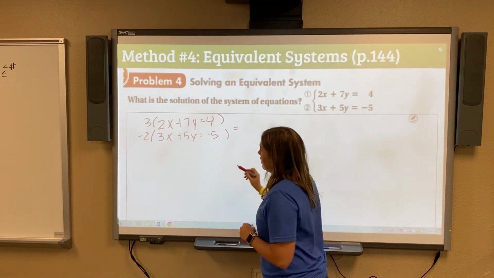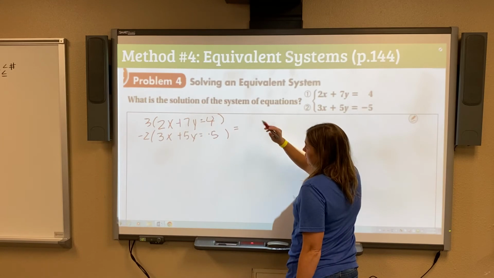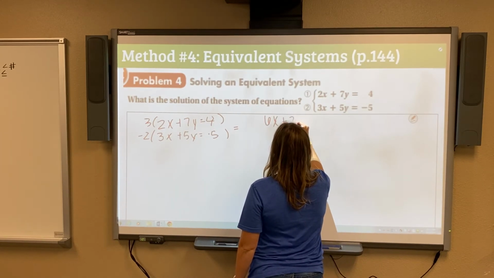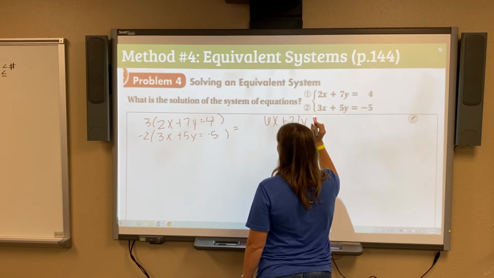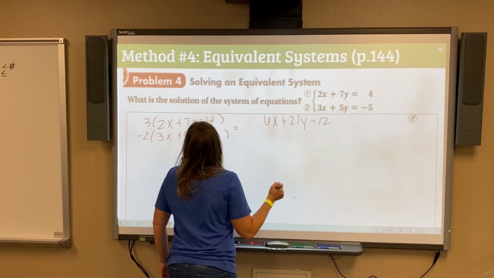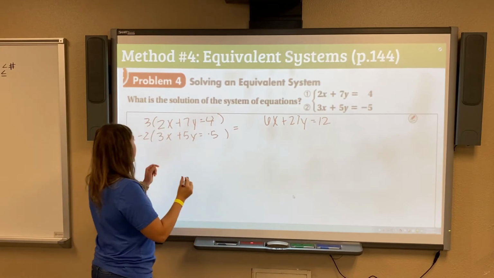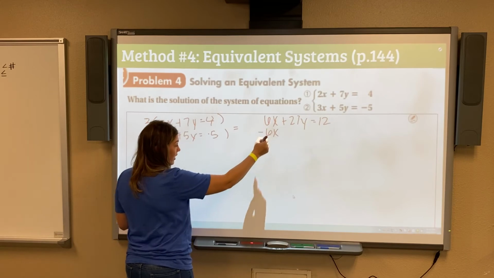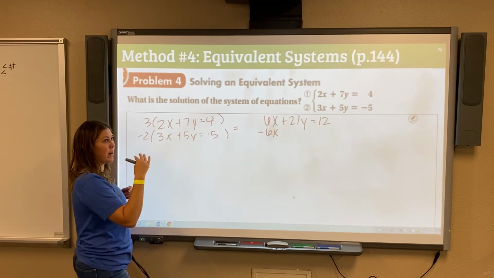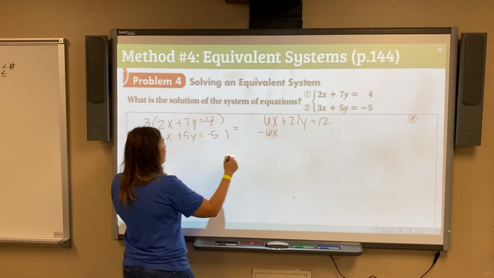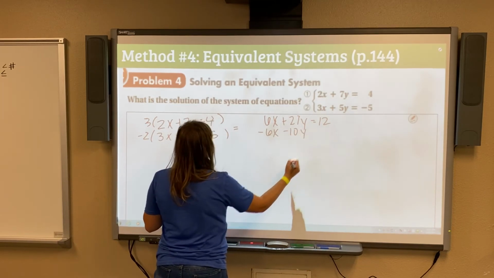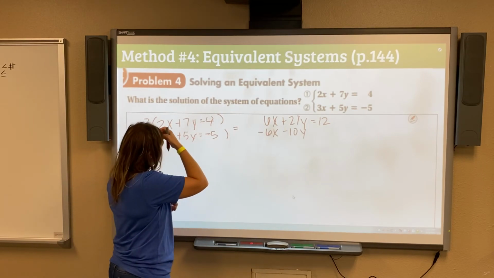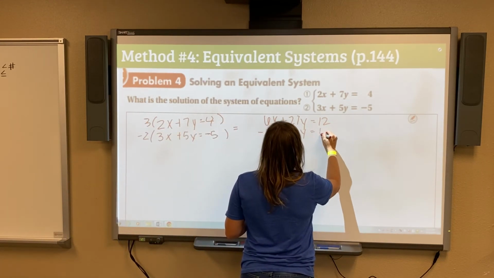And then we just distribute. 3 times 2x is 6x. 3 times 7y is 21y. 3 times 4 is 12. Now we have our negative 2. Negative 2 times 3x is negative 6x. That's what we wanted. If you don't get that, then go back to the drawing board. Negative 2 times 5y is negative 10y. Negative 2 times negative 5 is a positive 10.